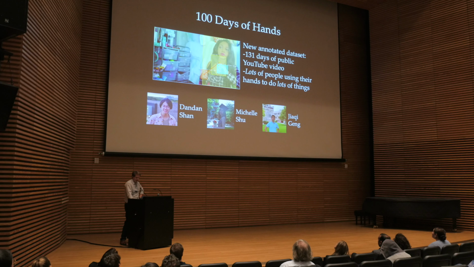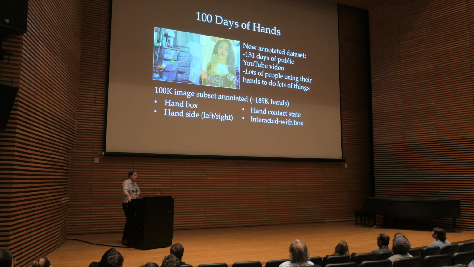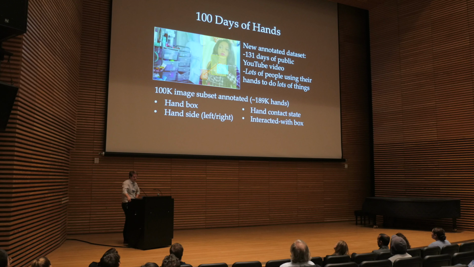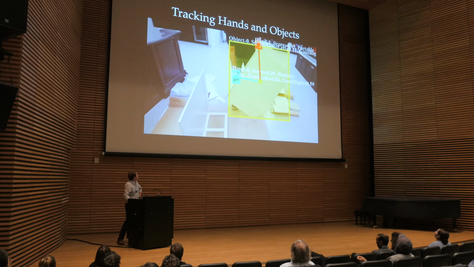We have a data set which now has about 100,000 images, and the frames of this video are annotated, with about 189,000 hands annotated with a hand bounding box, whether it's a left hand or a right hand, which, as you'll see if you've done this, people over 20 do this thing where they look at the left hand and make an L. This is actually a bit difficult, and it's difficult for machines to do. Also annotated is whether the hand is in contact with stuff, and what objects the hand is in contact with.